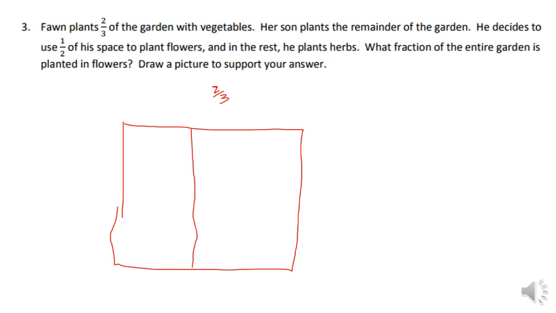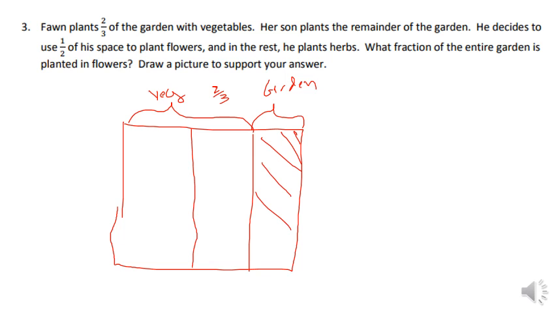So I'm going to go ahead and do this into thirds, but it says Fawn plants 2/3 for vegetables. Then it says her son plants the remainder in the garden. So this here is the garden. He decides to use 1/2 of the space. So in all actuality, we're shading into 1/3 because we're talking about the 1/3, not the 2/3 here. It says he decides to use 1/2 of the space for flowers. So here's half the space, and we're going to shade them in.